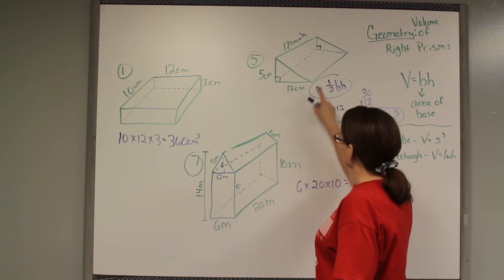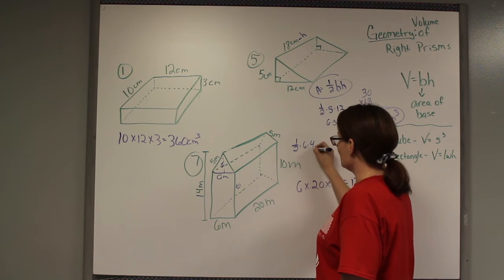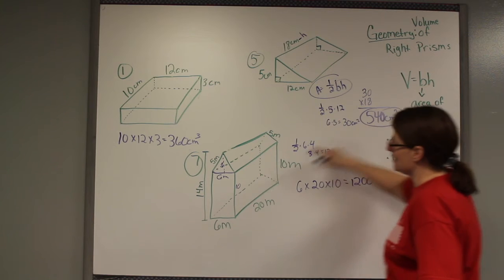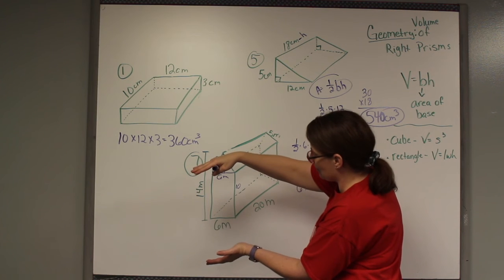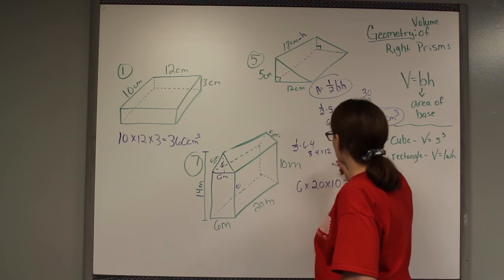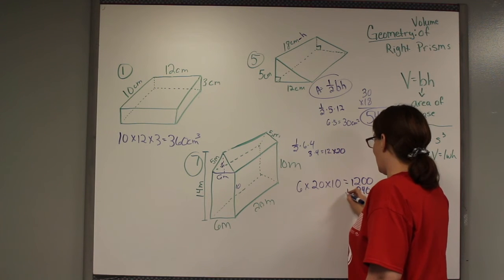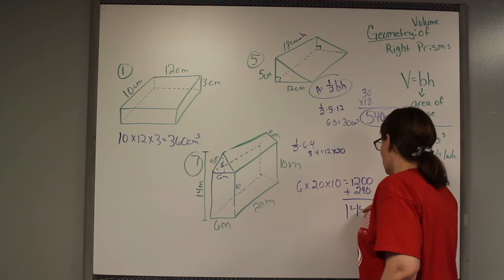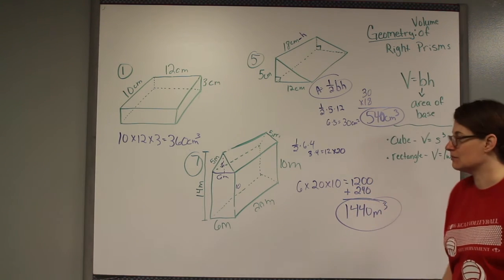So once I did that, I'm going to do this part, which is going to be 1/2 times 6 times 4. 1/2 of 6 is 3. 3 times 4 is 12. Then I can't forget I have to multiply it by the height of this thing, which is this big old long length, because again, this is the base. It would be turned over like this. So that would be 20. So I'm going to do 12 times 20, which would give me 240. I add those 2 volumes together, the volume of this and the volume of that, and I'm going to get 1440 meters cubed. Okay, so not that bad.